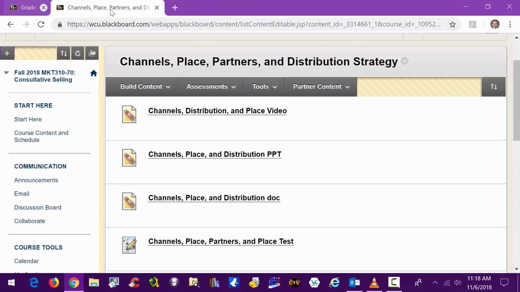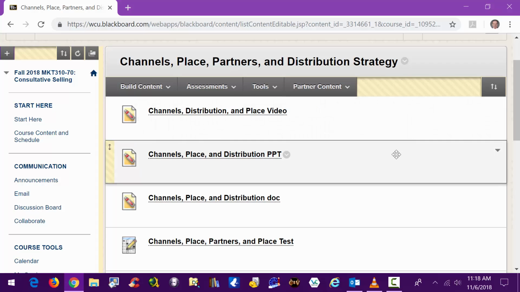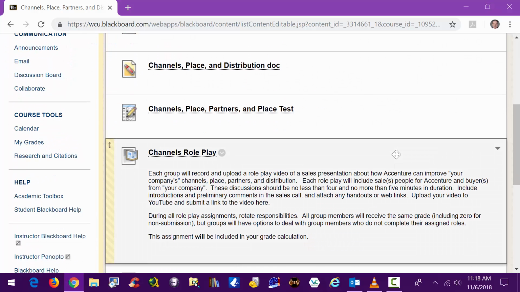Okay, it's closed. And here's our next assignment. Each group will record and upload a role play video. So as we've been doing all along, one of you will be working with Accenture, one of you will be working with a company. In this particular case, it's going to be simpler for you if the company that you are selling to has a physical product.